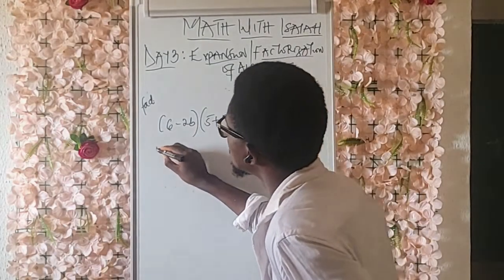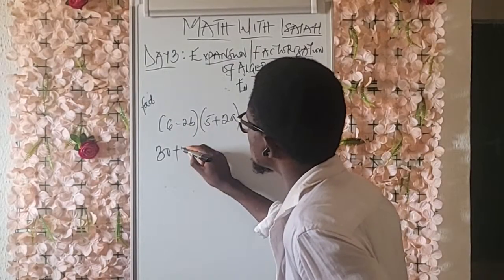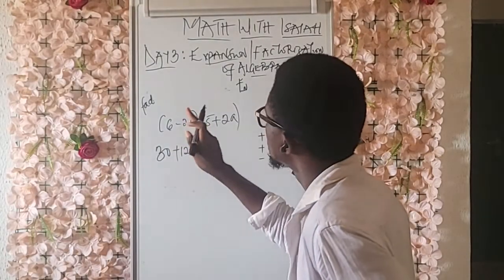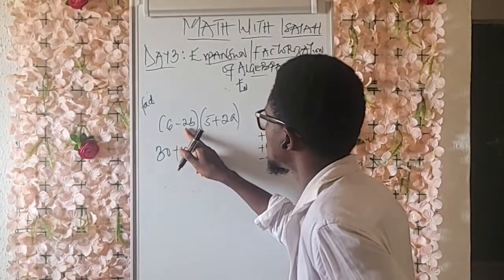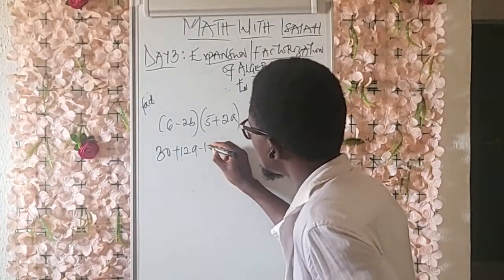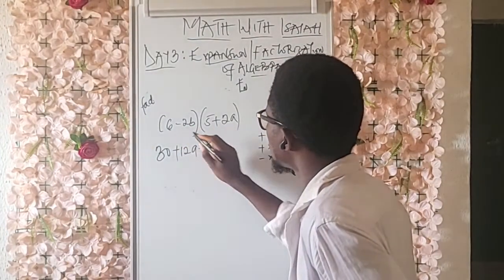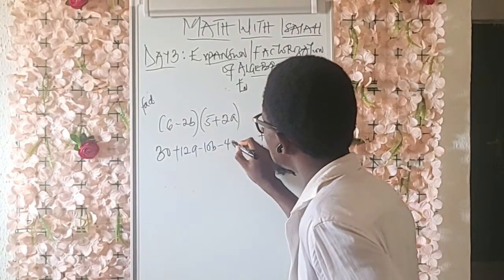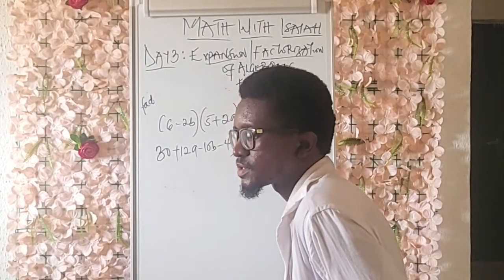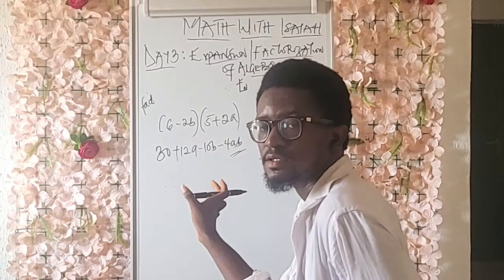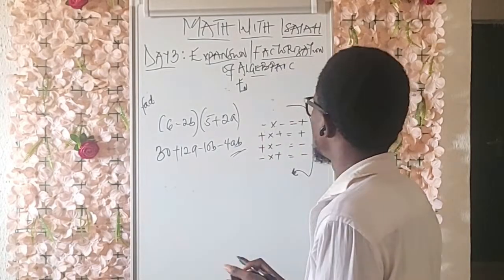6 times 5, 30. 6 times 2a is what? 6 times 2 is 12, and you have 12a. Now we move to this. This negative sign is for this. Minus times plus, we have minus. 2a times b, that's 10b. Minus 2b times this. We're having minus times plus is minus 4ab. This is your answer. So this is how you expand something like this. It's as basic as that. Honestly, it's not hard. I assure you, it's not hard.